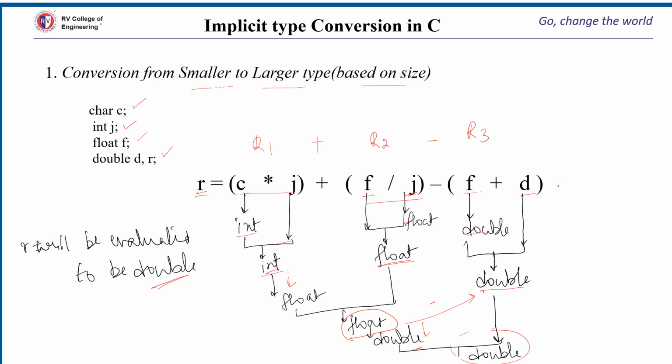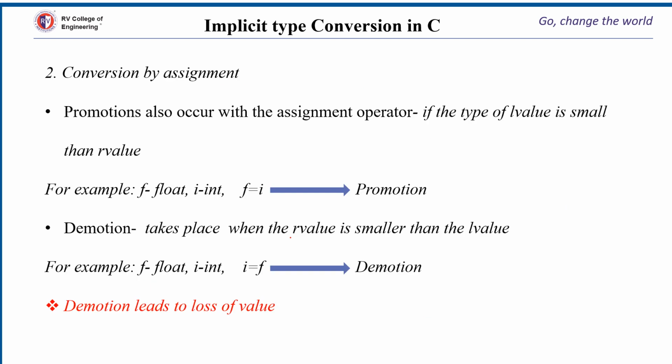So this is basically called automatic, or also called implicit type conversion, which is taken care of by your compiler. Right? Again, there are other rules, we shall have a discussion on the same.